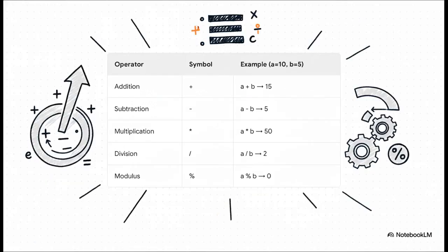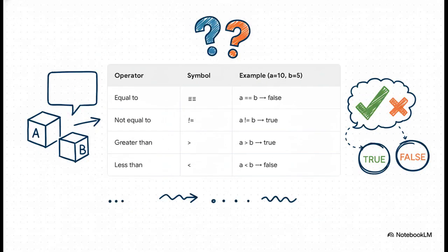Okay, first up, the arithmetic operators. You know these guys. They're the workhorses for pretty much any calculation. The only one here that might look a little funky is the modulus operator, that percent sign. All it does is give you the remainder of a division. Super handy, actually. Next up, we've got the relational operators.